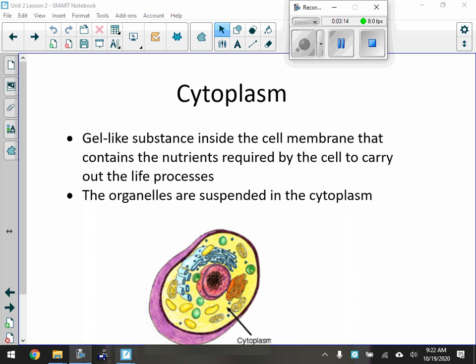Cytoplasm. So it's the gel-like substance inside the cell membrane that contains the nutrients required by the cell to carry out the life processes. The organelles are suspended in the cytoplasm, so it's kind of a jelly-like substance that helps protect those different organelle parts. Okay, they're in a jelly-like substance that cushions them.